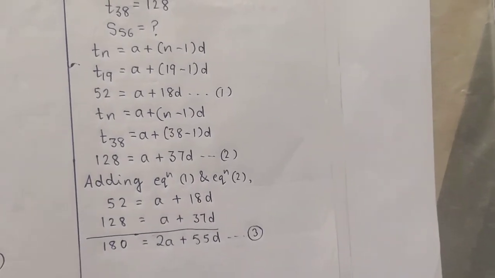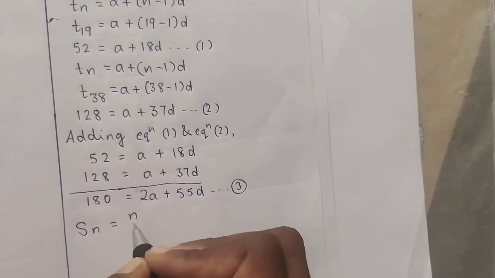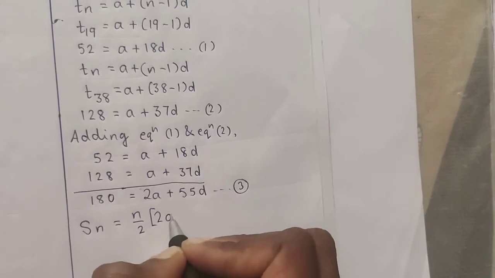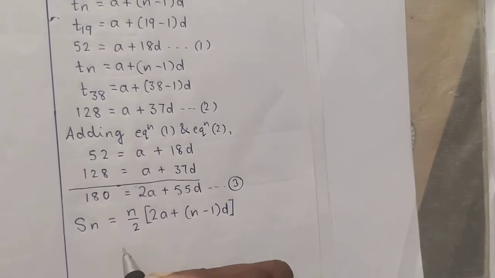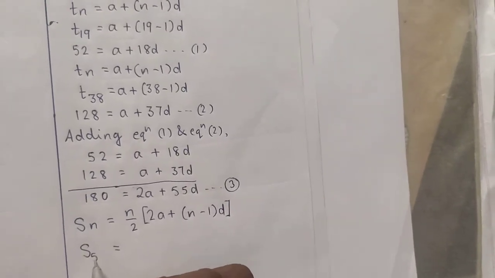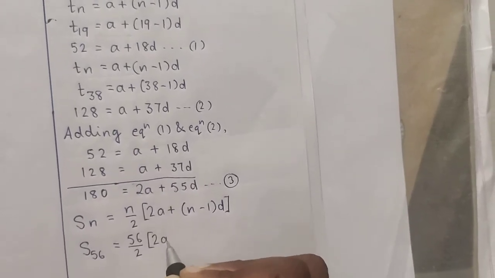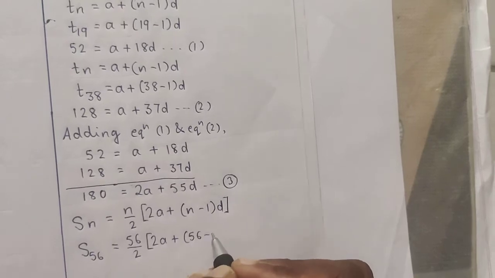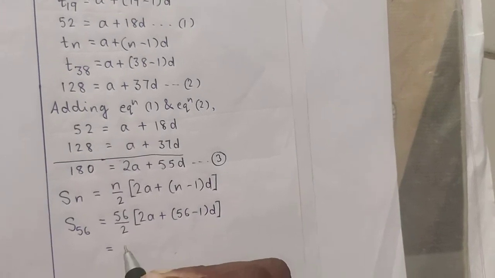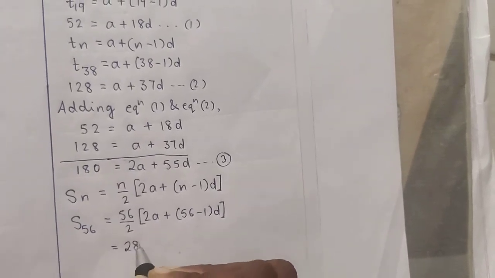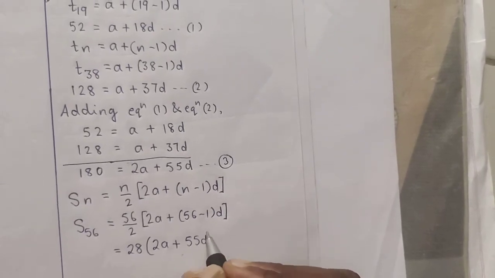Now let us use the Sn formula and see what we are getting. Sn is equal to n upon 2 bracket 2a plus n minus 1 into d. Now let us replace n by 56. So here you are going to get 56 upon 2 bracket 2a plus 56 minus 1 into d. In the next step, 56 upon 2, that is cancellation by 2, you are going to get here 28, and here 2a plus 55d.